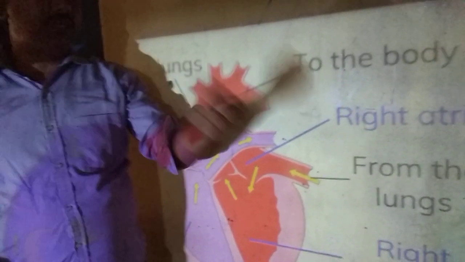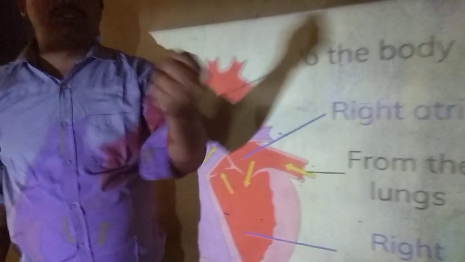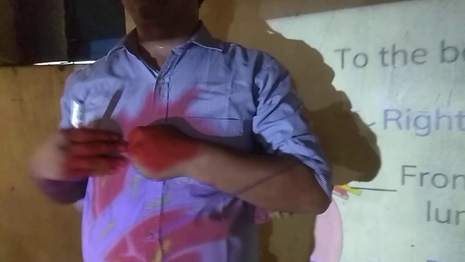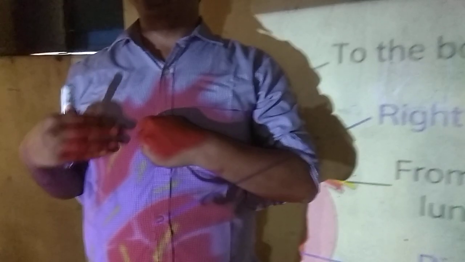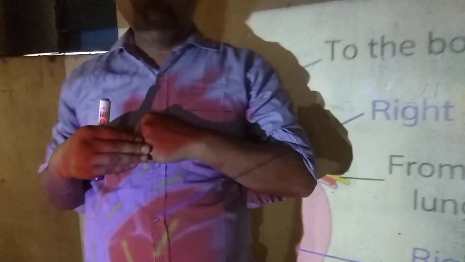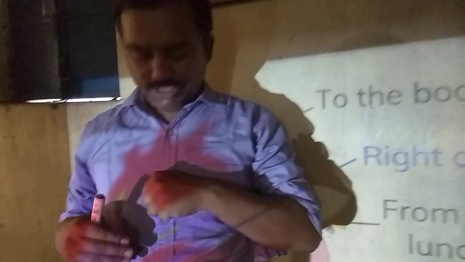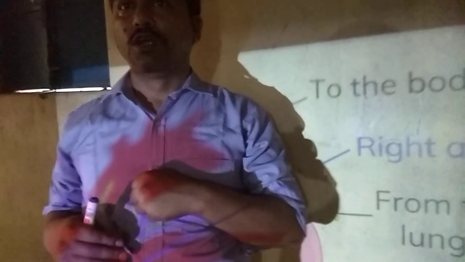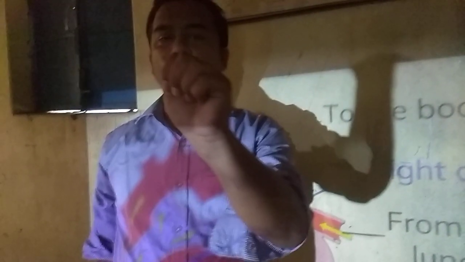Now the heart is centrally placed. The structure of the heart is just like a closed fist, and it is centrally placed in the thoracic cavity, in between the lungs, and it is tilted towards the left. So it has the shape of a closed fist.